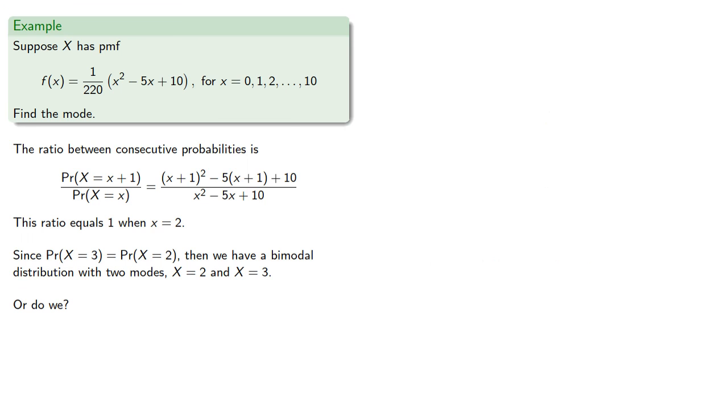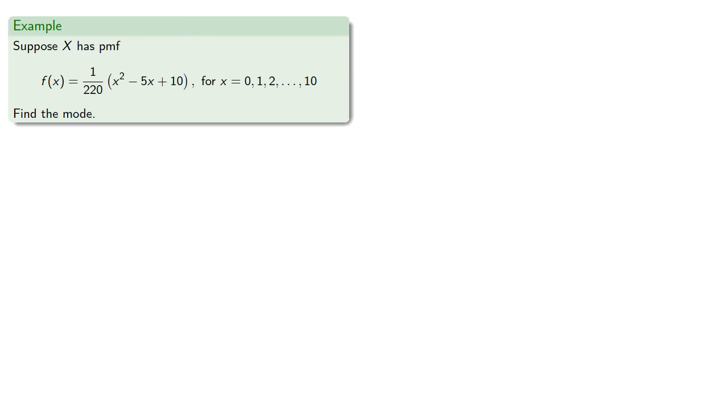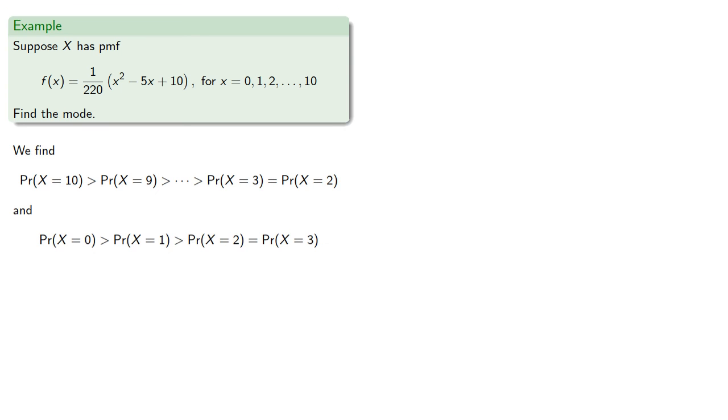And we can come at it from the other direction. The ratio of the probability that x is 10 to the probability x is 9 is greater than 1. And so that tells us the probability x equals 10 is greater than the probability x equals 9. And again, by extension, x equals 3 is also the least likely outcome. And what that tells us is the probability x equals 10 is greater than most of the probabilities. The probability x equals 0 is greater than all the rest. And so one of these is the most likely outcome.